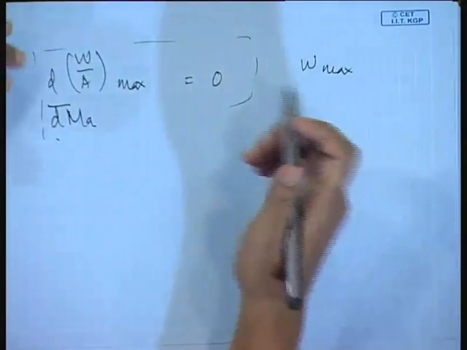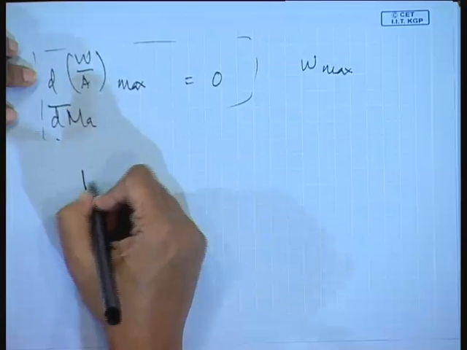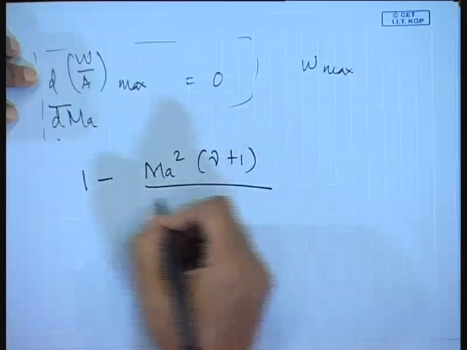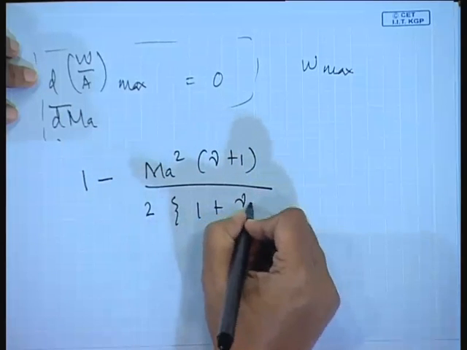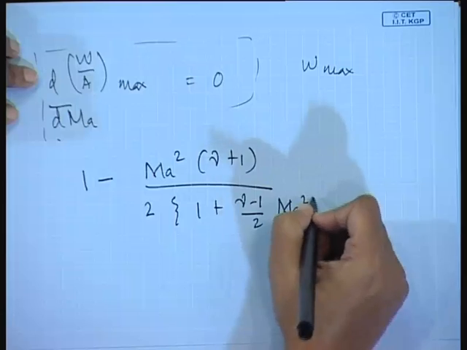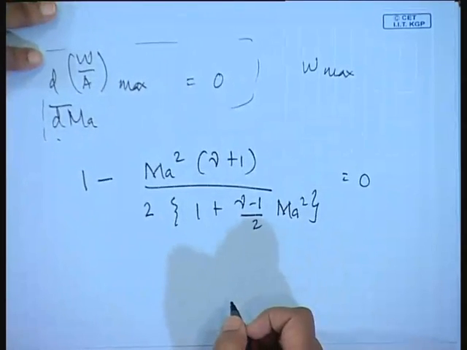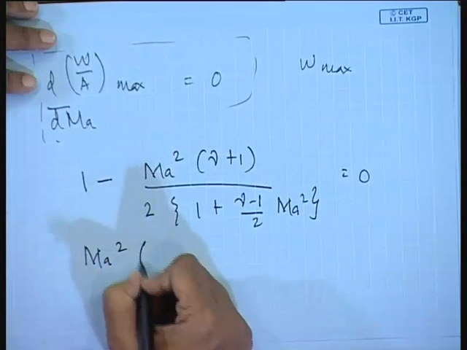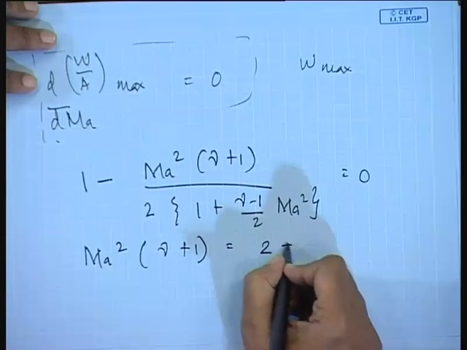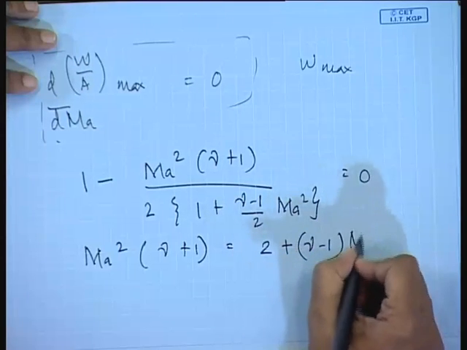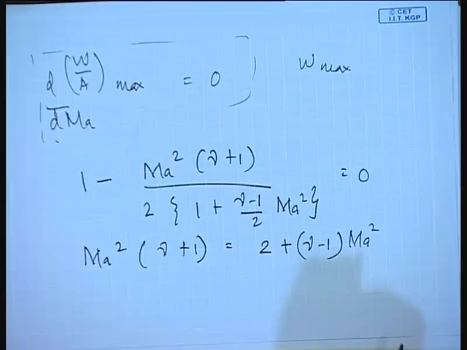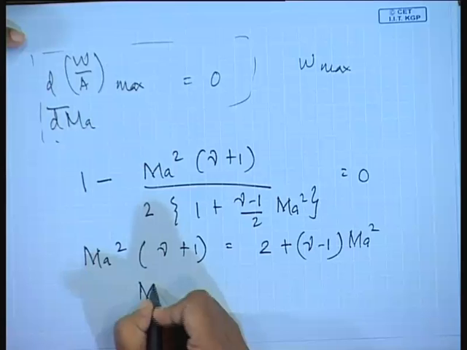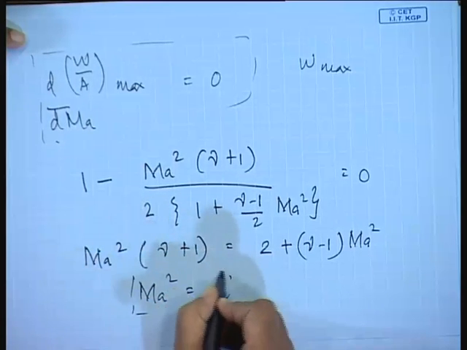And on differentiating, what do we get? We find that if we differentiate it, the expression reduces to 1 minus MA square. You just perform it in your hostels and then you see whether you are getting it yourself or not. This equal to 0, isn't it? This is the thing which we get, or in other words, on substitution, MA square into gamma plus 1 equals to 2 plus gamma minus 1 into MA square, and if you solve it, what do you get? We get from this particular condition MA square equal to 1.